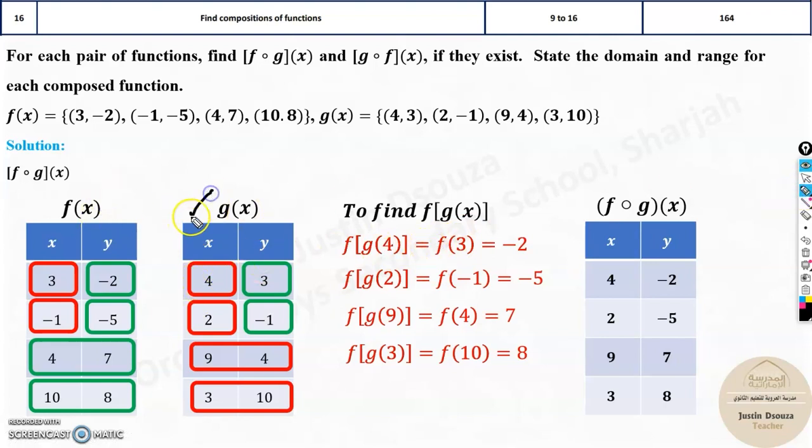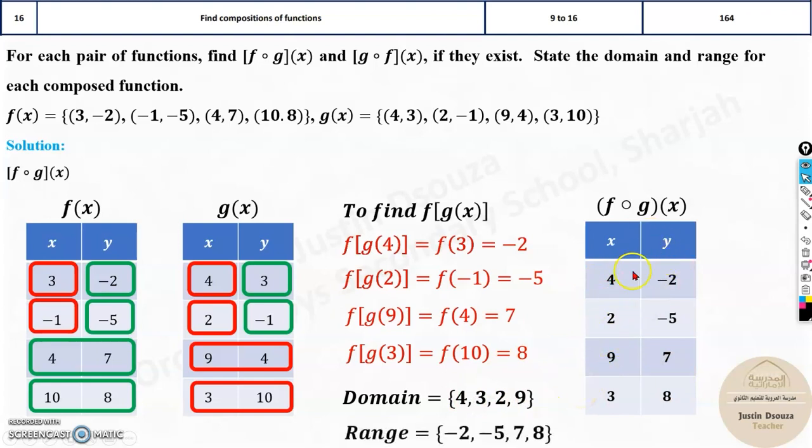Now we start with this table, then find this value, then check whether these are there over here, and finally we get this table. So this x value is the input, that is the domain: 4, 2, 9 and 3. The final range is minus 2, minus 5, 7 and 8. So this is how we solve this. The domain is 4, 2, 9, 3. Anyhow we can write it, though generally it's written in ascending order, but sorry, my bad, I've not written it in ascending order, neither in proper descending order, it's jumbled. So ultimately these are the values, and the range is all the y values: minus 2, minus 5, 7 and 8.